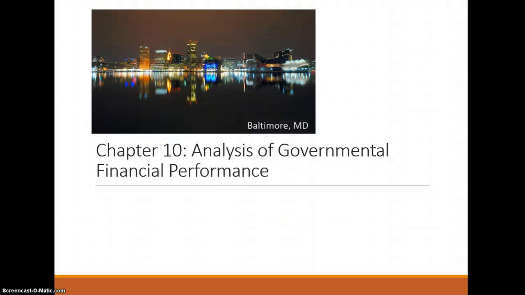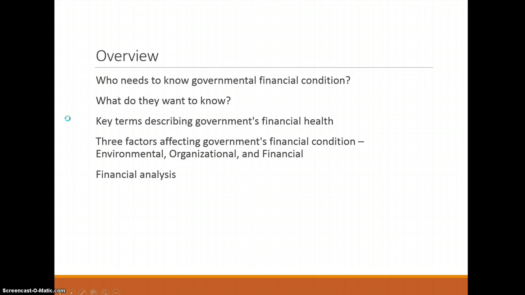Okay, in this final module, we're going to discuss analysis of governmental financial performance. Just a quick overview of what we're going to go over. We're going to go over the stakeholders who need to know a governmental financial condition. What do they need to know? Some key terms that are used to describe government's financial health. And then there's three factors that we'll talk about that were developed by the ICMA, which we'll go over later: environmental, organizational, and financial factors, and then financial analysis.